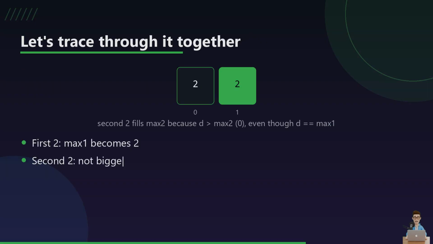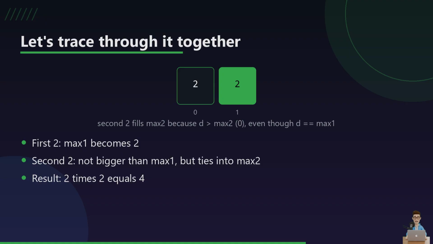Here's what happens, step by step. We look at the first digit, 2. It's bigger than max1, which started at 0, so max1 becomes 2. Now we look at the second digit, also 2. Is it bigger than max1, which is now 2? No. They're equal, so it doesn't win first place. But is it bigger than max2, which is still 0? Yes. So this second 2 slides into max2.